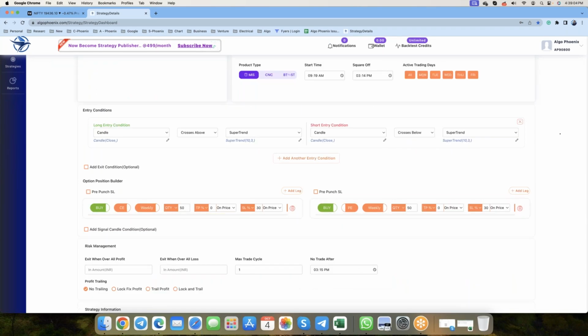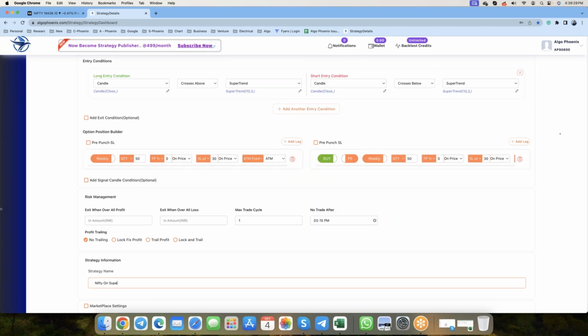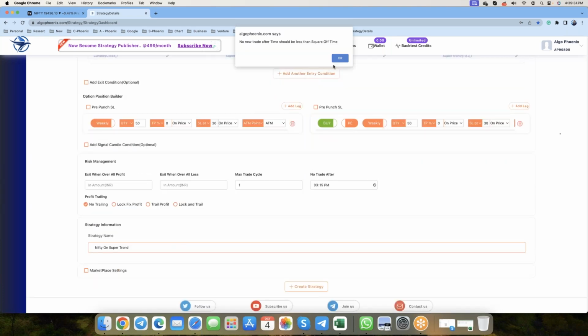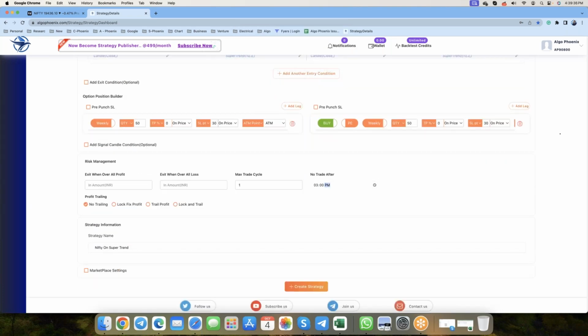And I will say buy call option, one lot, stop loss 30 points. I can change the stop loss to whatever I want. It says 30 percent, but I can go for 30 points also. So instead of percentage, I'll keep it as 30 points as my stop loss. Roughly, 30 points with a 50 lot size, right? 30 points is my stop loss, and I'll go for ATM, and I will say Nifty on Supertrend. No trade after 3 p.m.